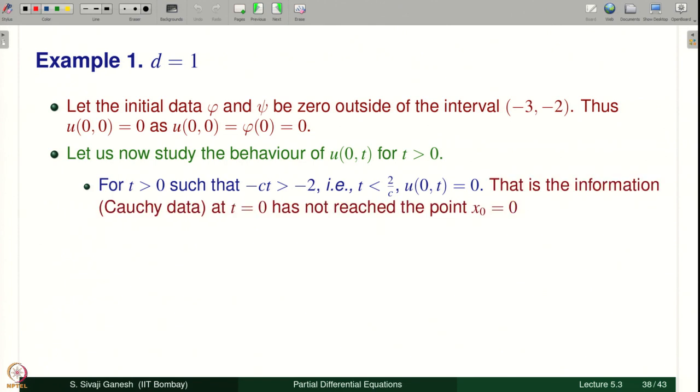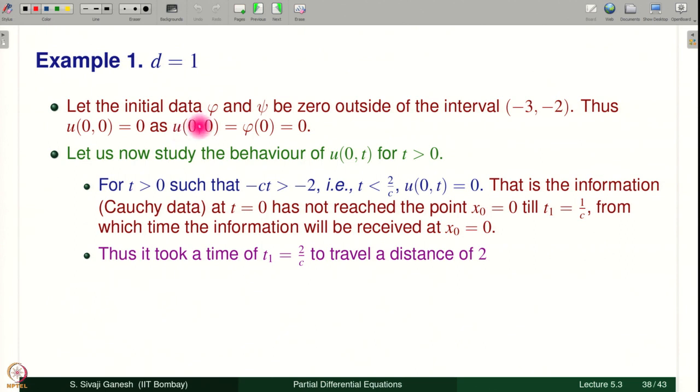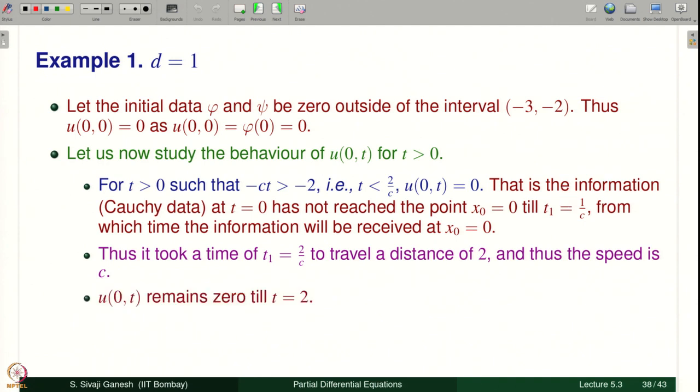That is, the information at t equal to 0 has not reached the point x naught equal to 0 till this time t1 equal to 2 by c, from which time the information will be received at this point. Thus it took a time of 2 by c to travel a distance of 2. Why the distance of 2? This interval is at a distance of 2 from the point x naught equal to 0, and thus the speed is c. u of 0, t remains 0 till t equal to 2 by c.